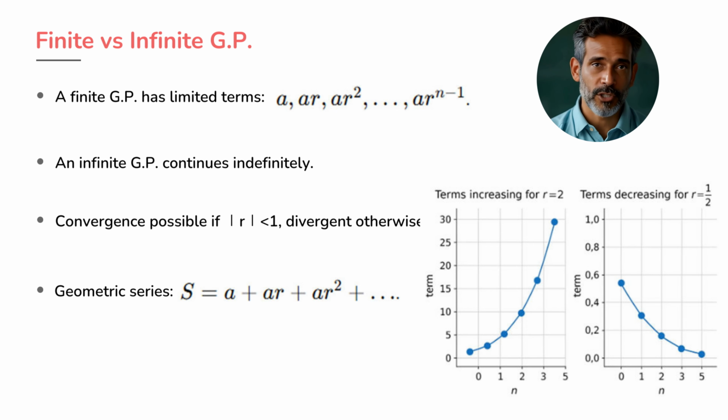But here's the catch. Infinite GPs only make sense when the common ratio is between minus 1 and plus 1 in magnitude. If the ratio is larger, the terms explode. If the ratio is smaller than minus 1, they swing wildly. So finite GPs are straightforward, while infinite ones lead us into convergence, a deeper mathematical idea.